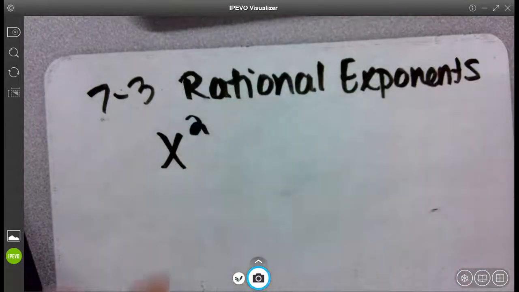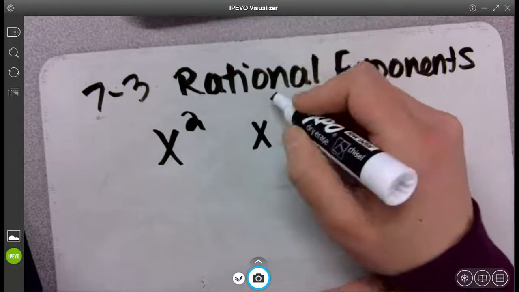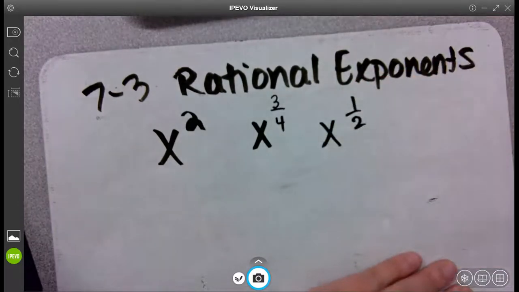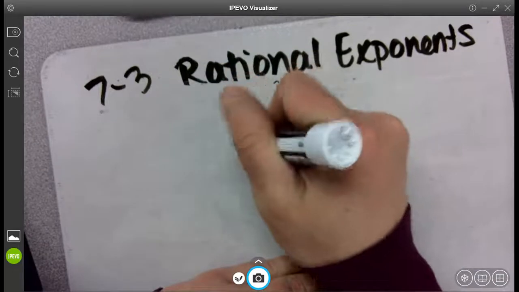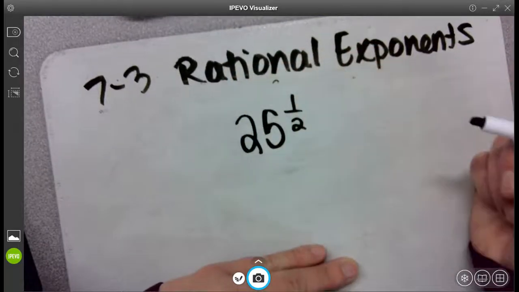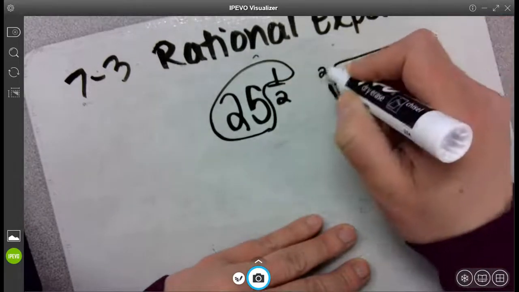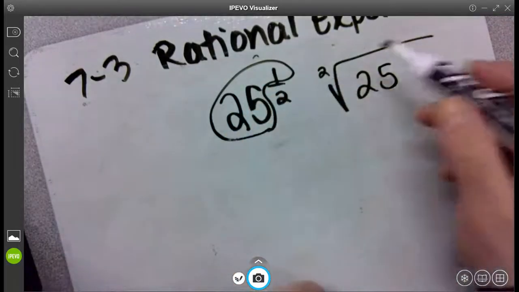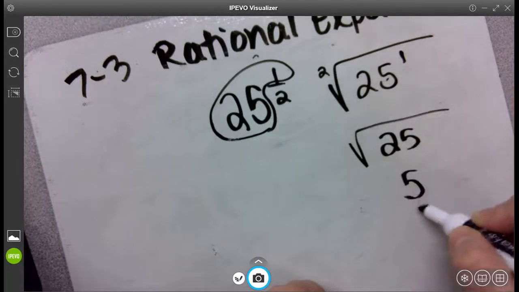So 5x squared, what you've been doing, that's a rational number. Any number that can be written as a fraction, an integer over an integer, is a rational exponent. Okay. Let's try it with real numbers instead of x. If I have 25 to the 1/2, that is the same thing as saying 25 to the first with a square root. We normally don't write the 2, and 25 to the first is 25. So your answer is 5.